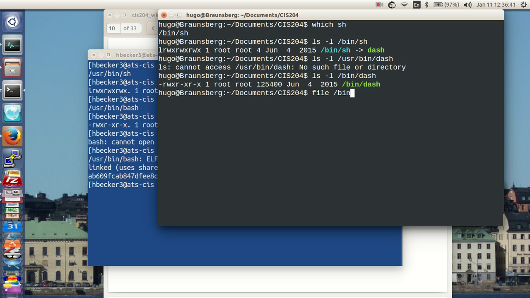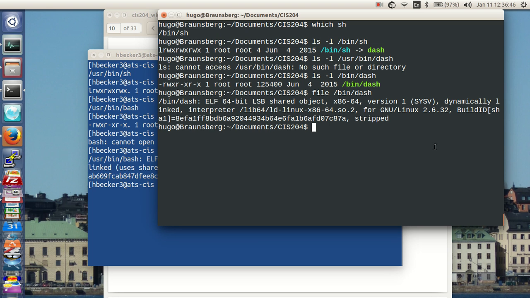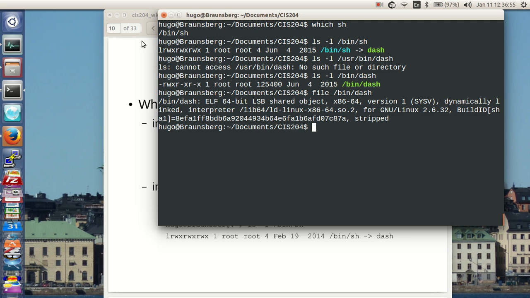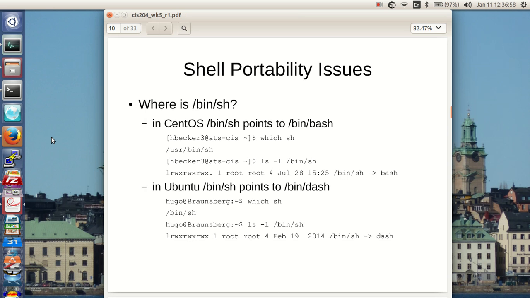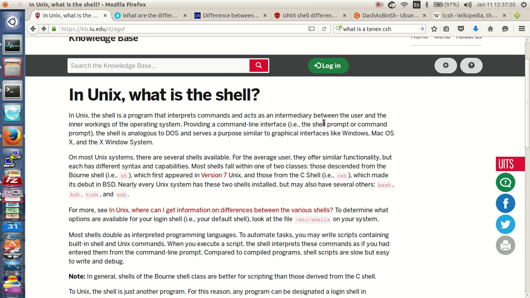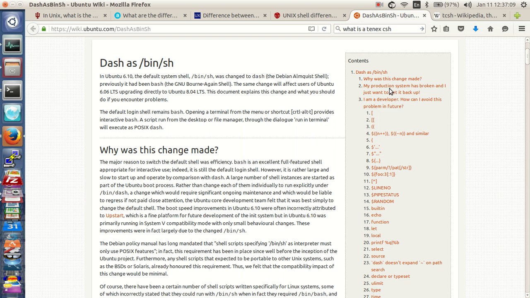Okay. So there it is for GNU Linux 2.6.32. Again, the bash is here for 2.6.32. So what's the difference between bash and dash? Well, bash is the Bourne Again shell, and dash is the Debian Almquist shell.